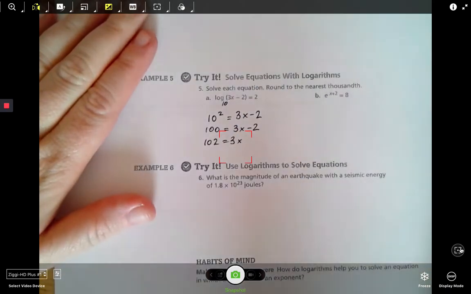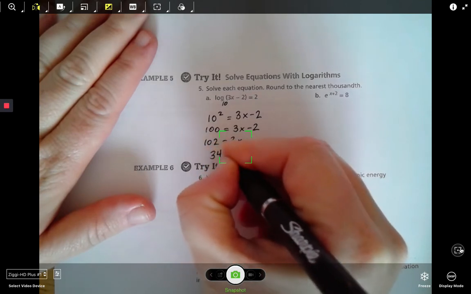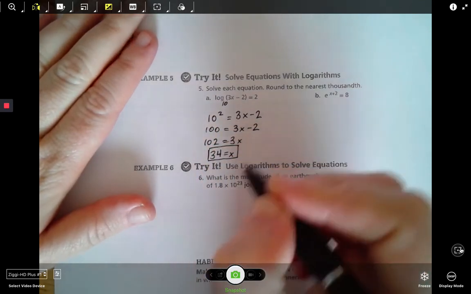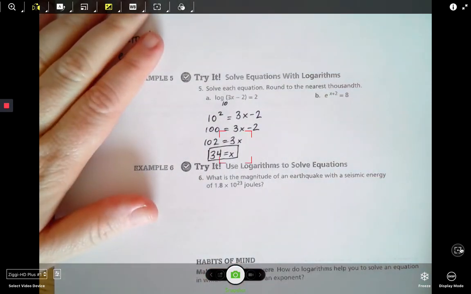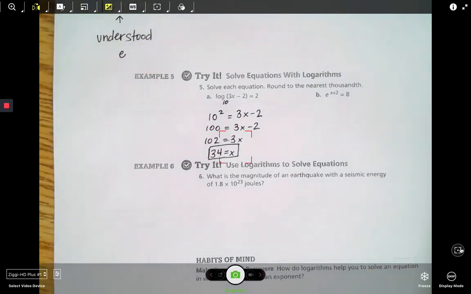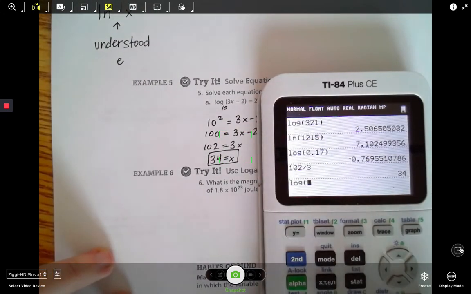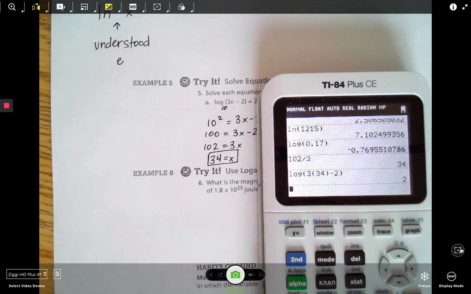So that means x equals 34. You can plug it back in to make sure. Log of 3 times 34 minus 2. And it gives us 2, so that is correct.